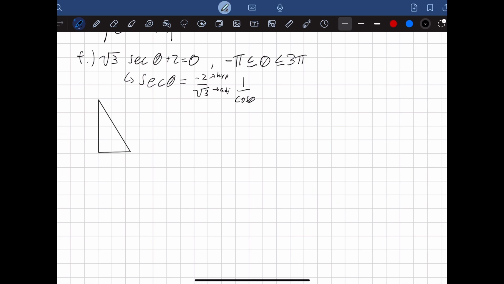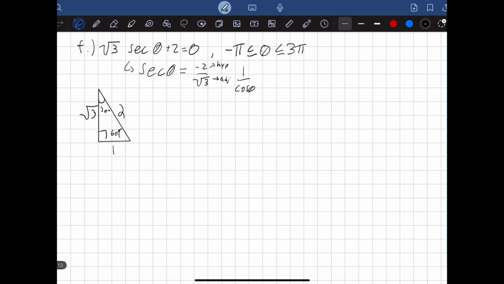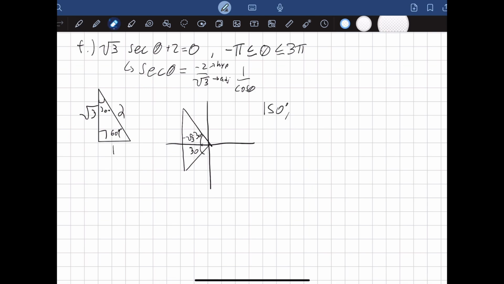So what we're dealing with is the 30-degree, 60-degree special triangle, which tells us that this is root 3, this is 1, and this is 2. However, cos is negative, so using the same CAST rule, we know what quadrants we're in. So in other words, we are here and we are also here, and because the adjacent side is root 3, that means these two angles are 30 degrees. So now, writing out the full angle, we have 180 minus 30, so 150. We also have 30 degrees plus 180, so 210 degrees.